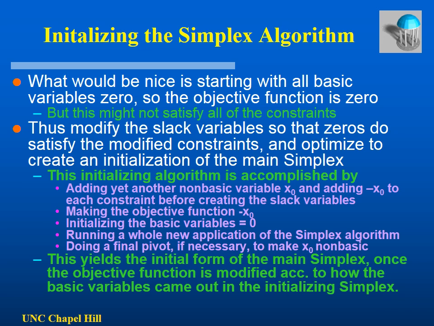doing a bunch of pivots, and then if we haven't made x sub 0 non-basic, at the end we do a final pivot to make x sub 0 non-basic, and this yields an initial form of the main simplex with a starting set of variables that can be set all to 0, consistent with the constraints. And we run that new simplex.